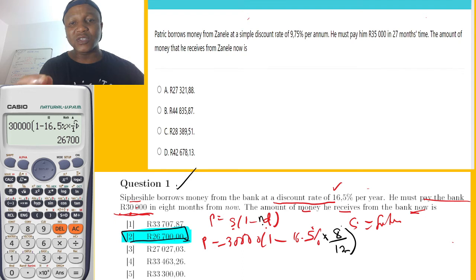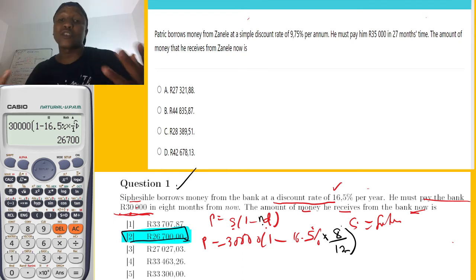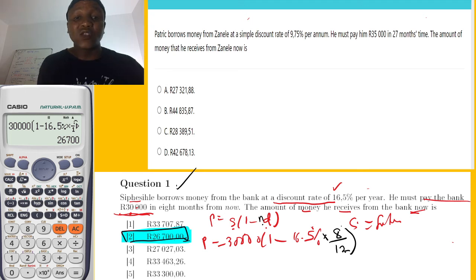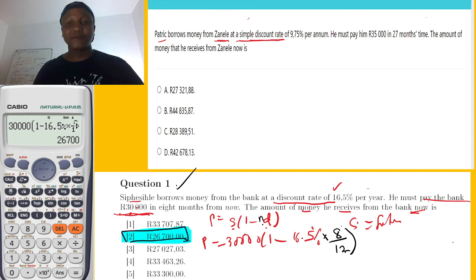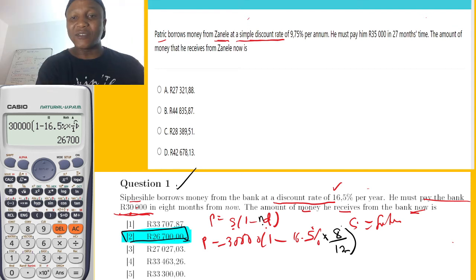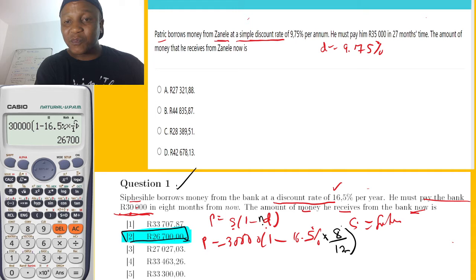Let's say, look, you need to read, because if I say we're going to do the same approach, I'll be lying mathematically. Okay. So Patrick bought money from Zanele at a simple discount rate, which is D equal to 9.7%. So now we know the formula we're going to use. He must pay this amount in 27 months. So this is going to be S for the future value.